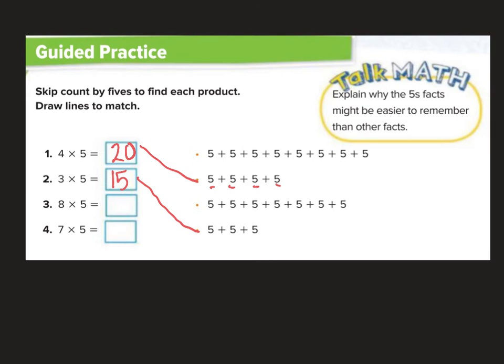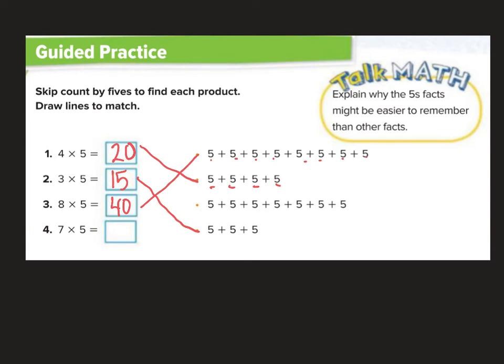Next, 8 groups of 5. Okay, get my fingers out. 5, 10, 15, 20, 25, 30, 35, 40. 40. Now I need 8 5s. Let's see how many are here. 1, 2, 3, 4, 5, 6, 7, 8. There we go. There's our 8 5s.